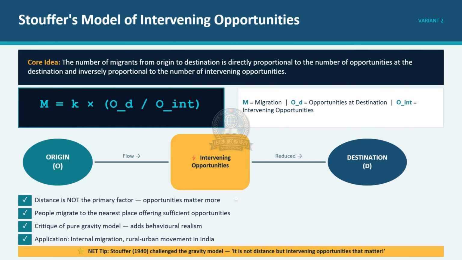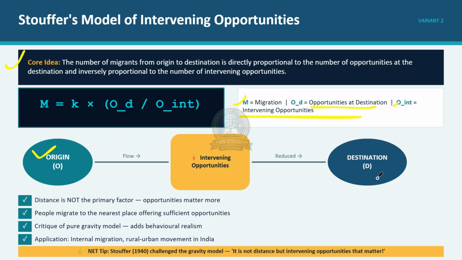Stouffer's model of intervening opportunities. The core idea is that the number of migrants from origin to destination is directly proportional to the number of opportunities at the destination and inversely proportional to the number of intervening opportunities. M is equal to K multiplied by O_D over O_INT, where M is migration, O_D means opportunities at the destination and O_INT means intervening opportunities.